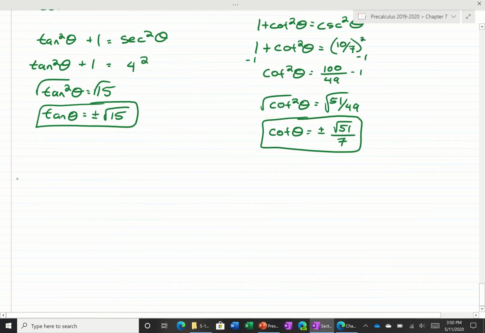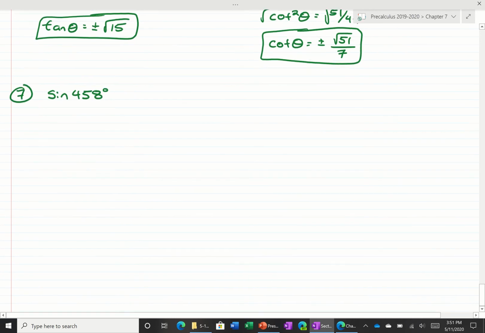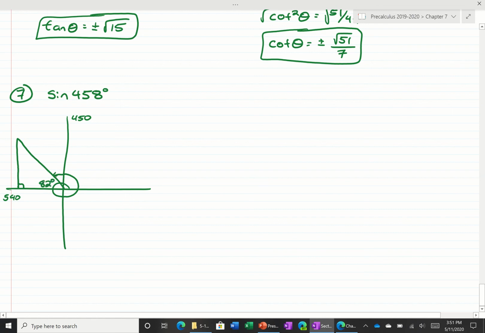For problem number 7, it says to write as an angle in quadrant 1, and we're going to be doing sine of 458. So let's figure out where that angle is. Well, this is 360, so 450 is right here. 458 puts us in quadrant 2. And our reference angle to go to the x-axis from 458 would be 82 degrees.